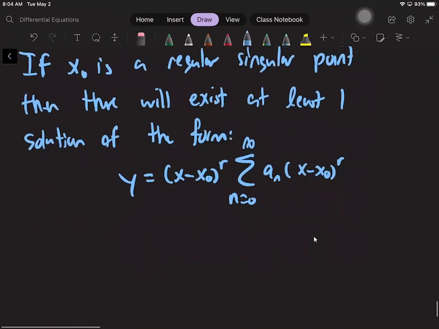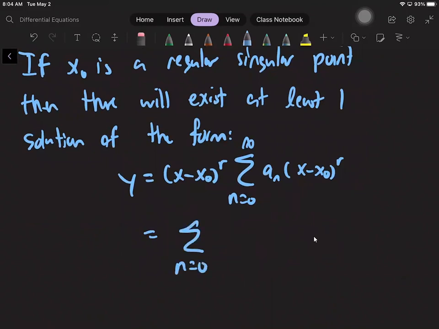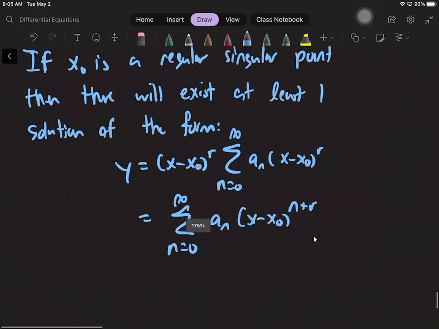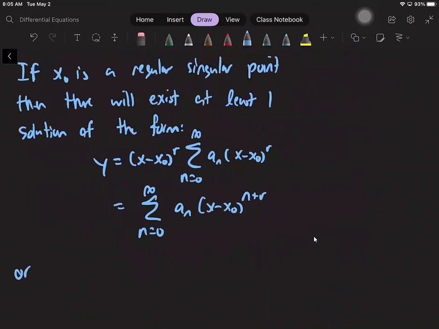And then, of course, you could bring that power in because it's the same type of thing, and add the powers and write it like this. So where is this valid? Because x naught is a regular singular point, you can't actually have a power series at x naught. The radius of convergence doesn't work exactly at x naught.